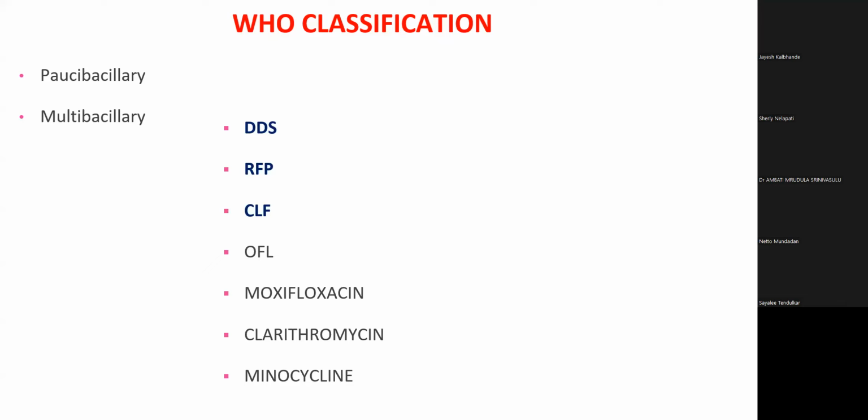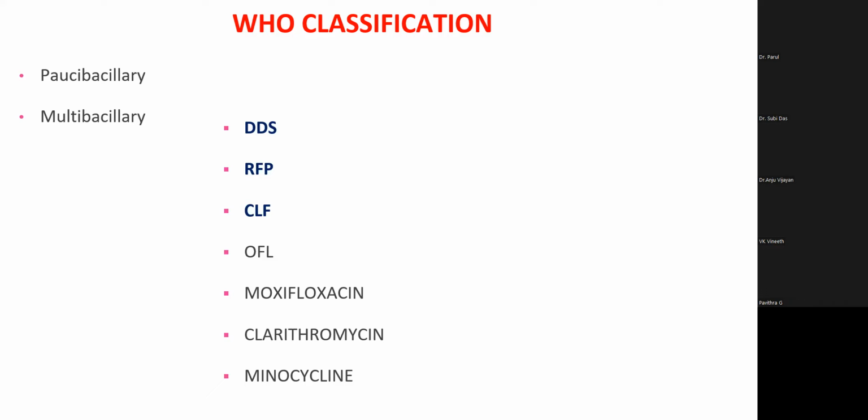So we use multi-drug therapy. In case of paucibacillary leprosy, we use only 2 drugs, dapsone, 100 milligrams, and rifampicin once a month for 6 months. Whereas in case of multibacillary leprosy, in addition to these 2 drugs, we also use clofazimine, 300 milligrams once a month and 50 milligrams daily.